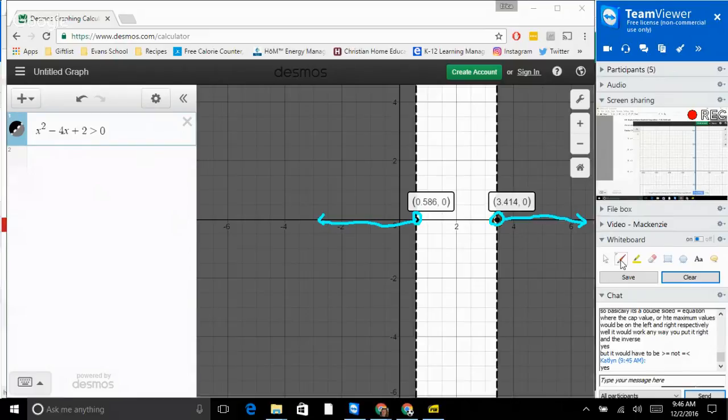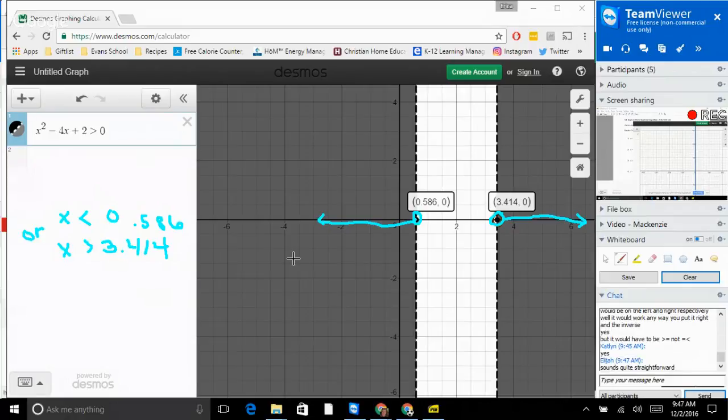Okay, and then if I wanted to write this mathematically, I would say that x has to be less than 0.586, or x is greater than 3.414 in this particular case. So, yep, not too bad, right?